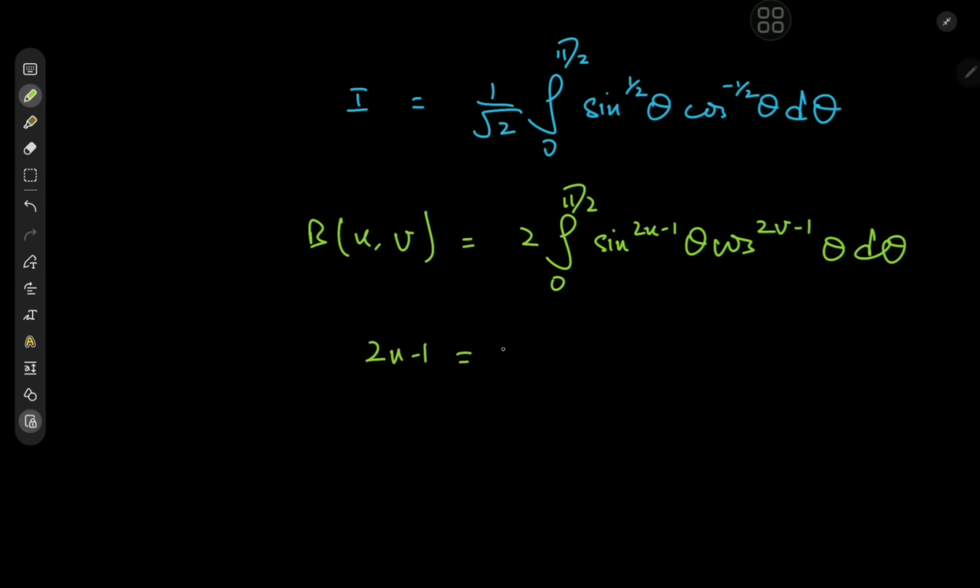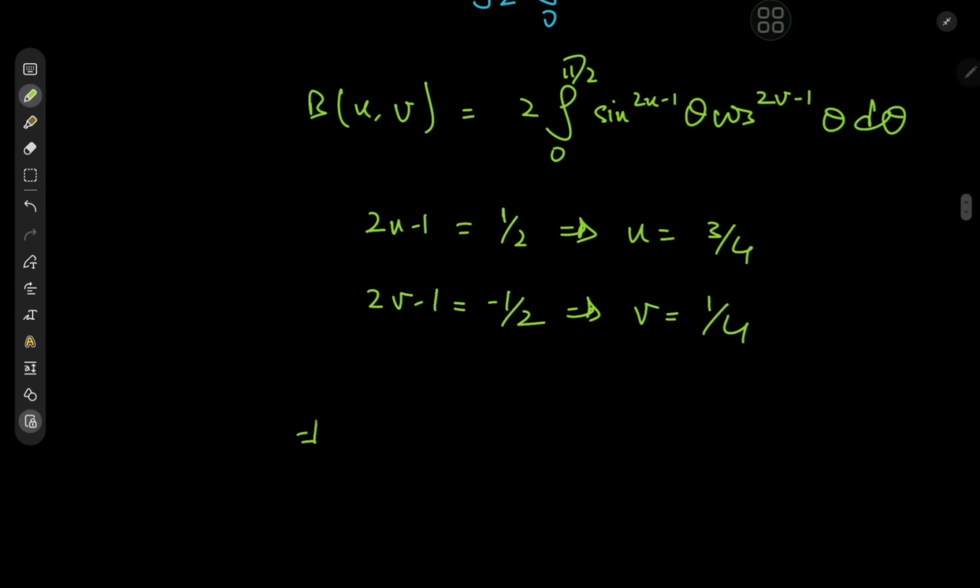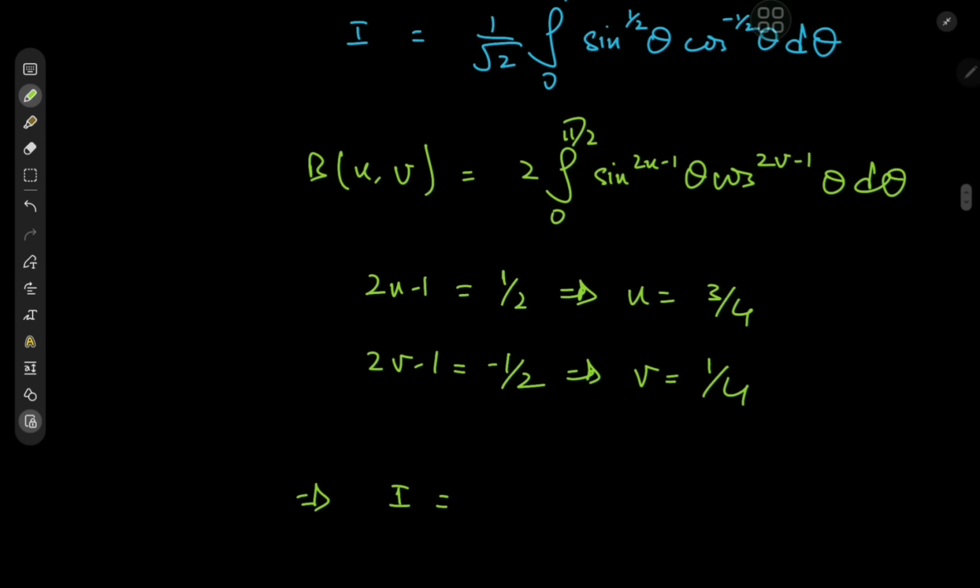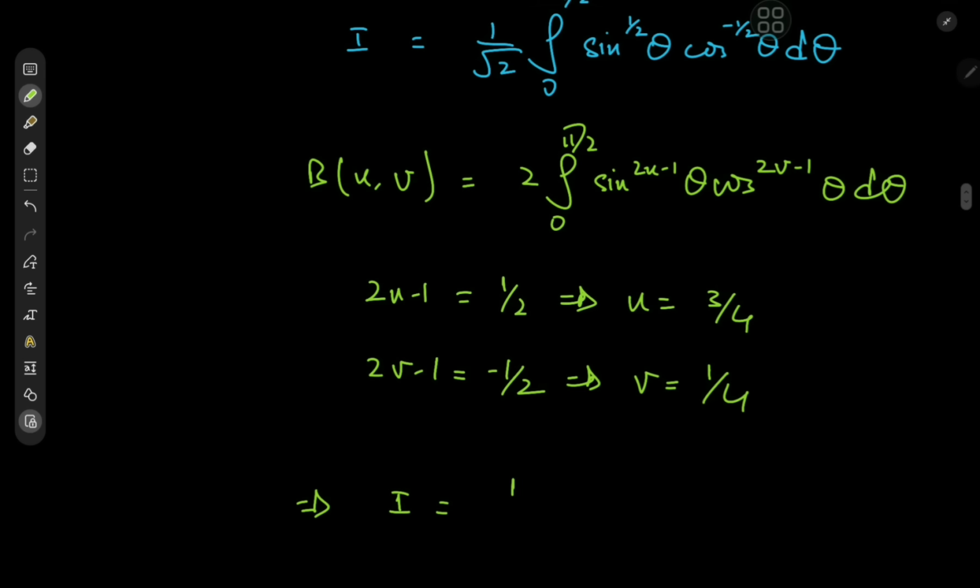So on comparing the exponents, we have 2u minus 1 equal to 1/2, and this implies that u equals, okay, I'm not very good at math, but I think this is 3/4. Yeah, and we have 2v minus 1 equal to negative 1/2, which implies that v here equals 1/4. Okay, cool. So this implies that the target integral I is actually 1 by root 2 times 1/2 the beta function evaluated at 3/4 and 1/4.